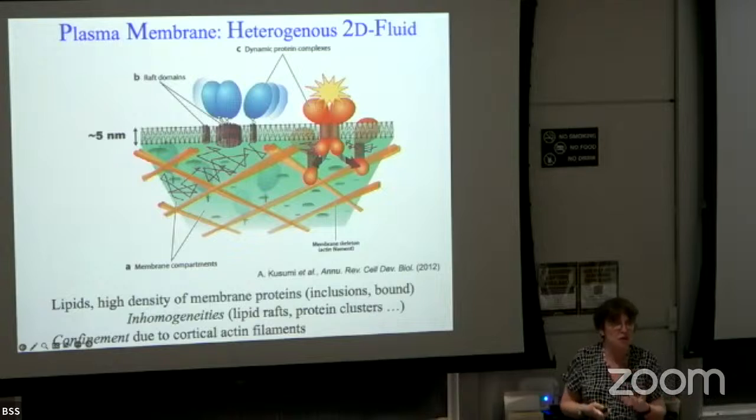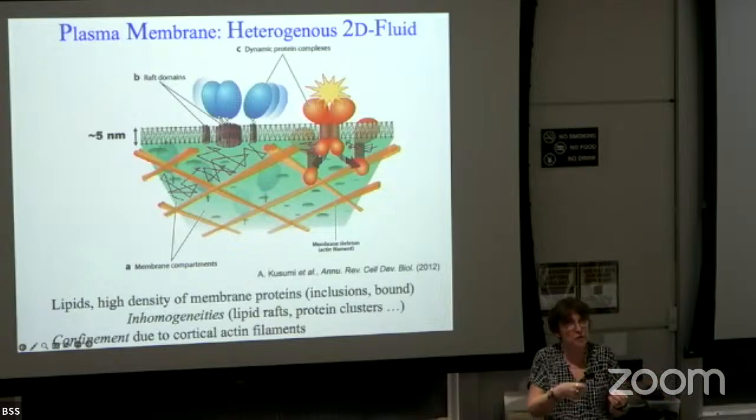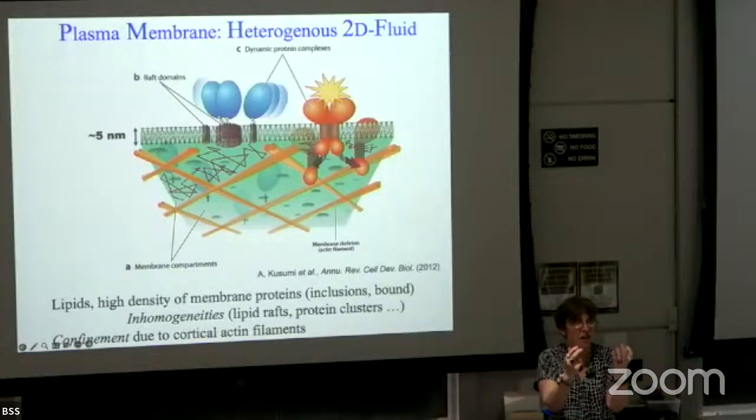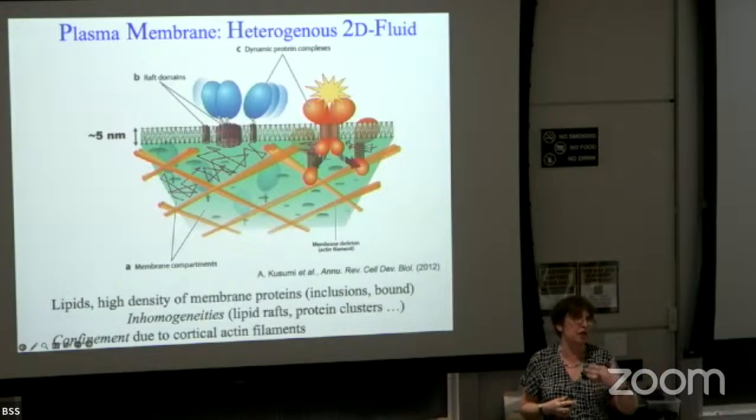So that's why using the tracking of proteins, for instance, to explore the organization of the membrane, is very difficult, because the proteins themselves are exploring an environment which is heterogeneous, and in addition, the cortex underneath is also remodeling all the time. So that's why it's so difficult to interpret the diffusion data in the plasma membrane.